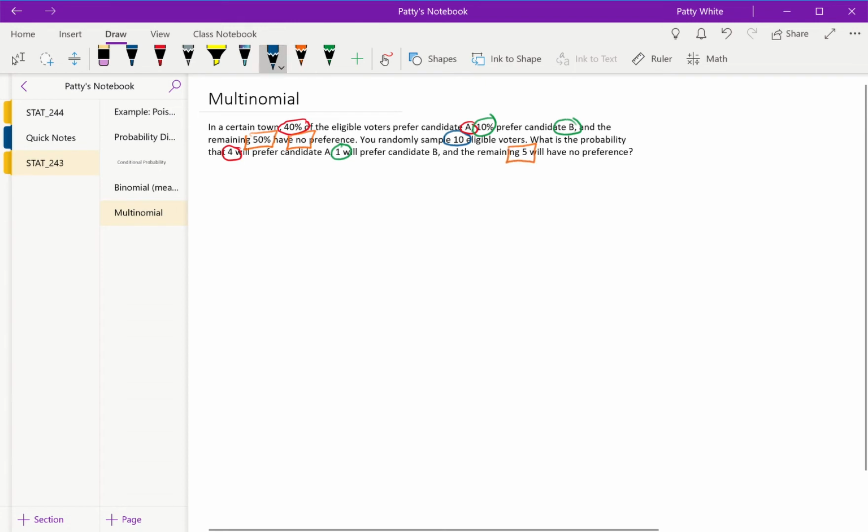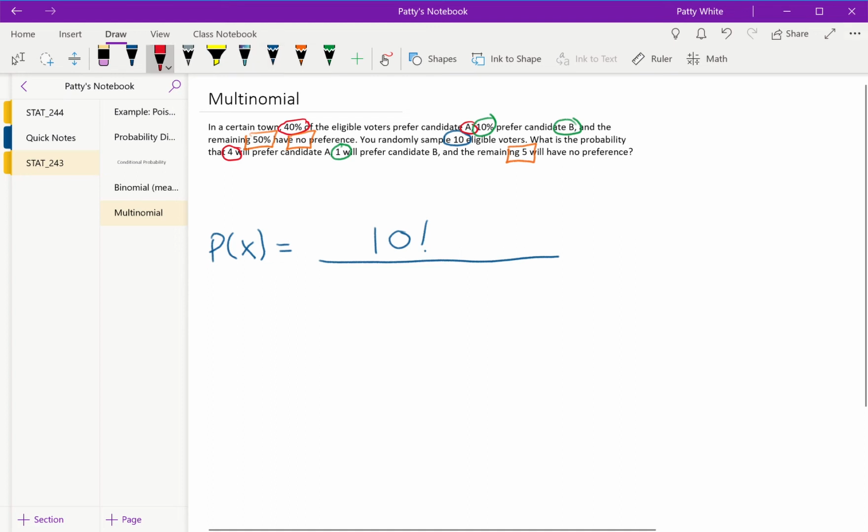So as I start to write my probability, I know the probability of this combined event is equal to, and I have my fraction bar. In my numerator, I have n factorial. Well, n is 10, so I have 10 factorial. And in my denominator, I have how many I want from each group.